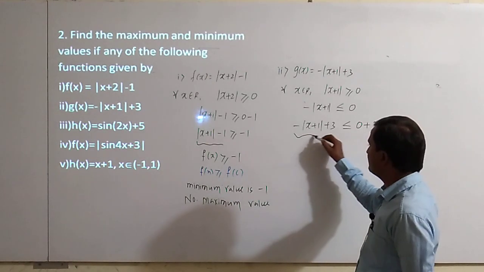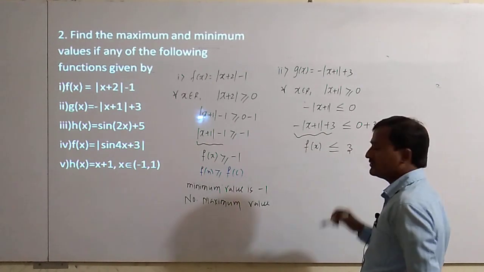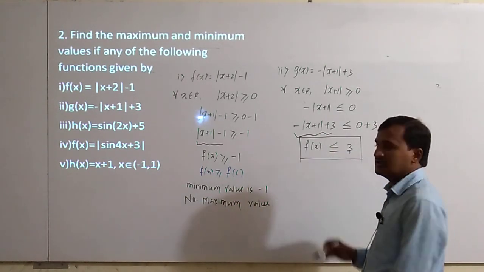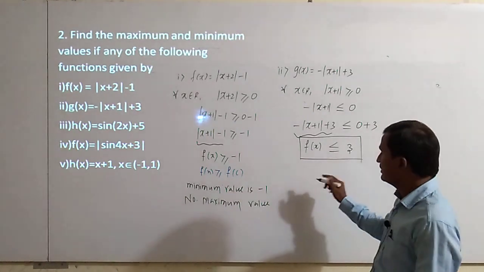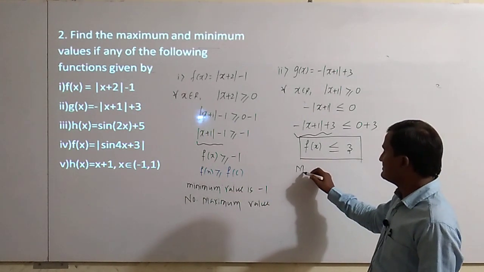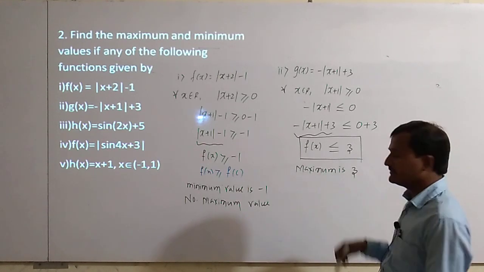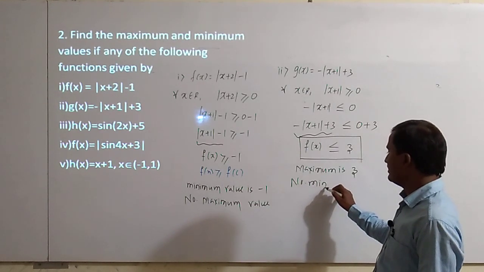Okay, what is the value of this one? So the value of this one is f of x is less than or equal to 3. Now we got f of x is less than or equal to 3. What is the meaning of f of x less than or equal to 3? So therefore what is the maximum? Maximum is 3 and it is having no minimum.